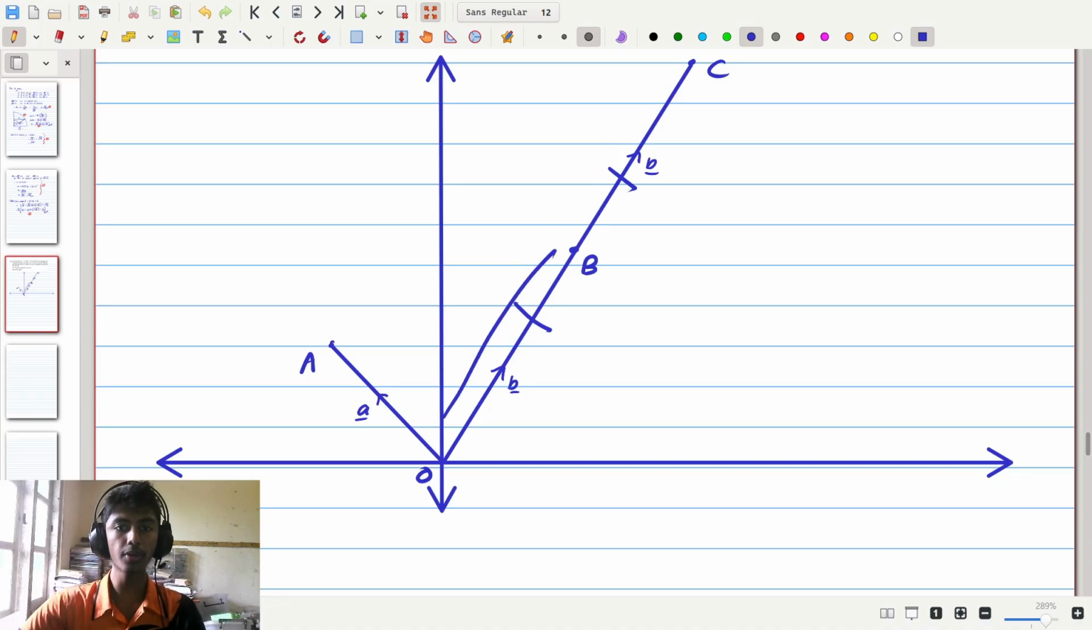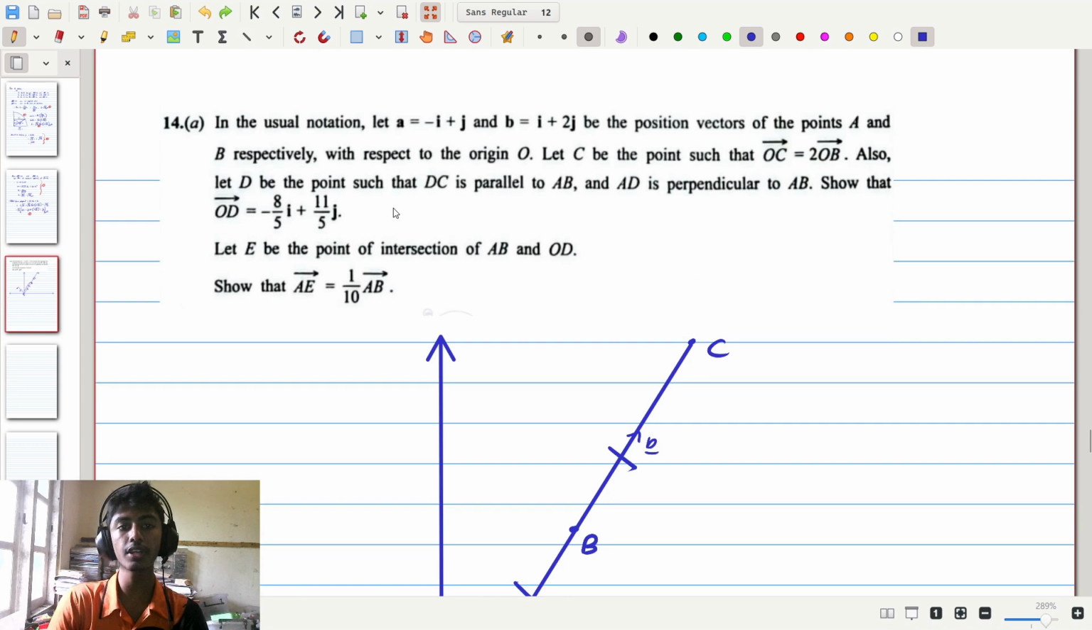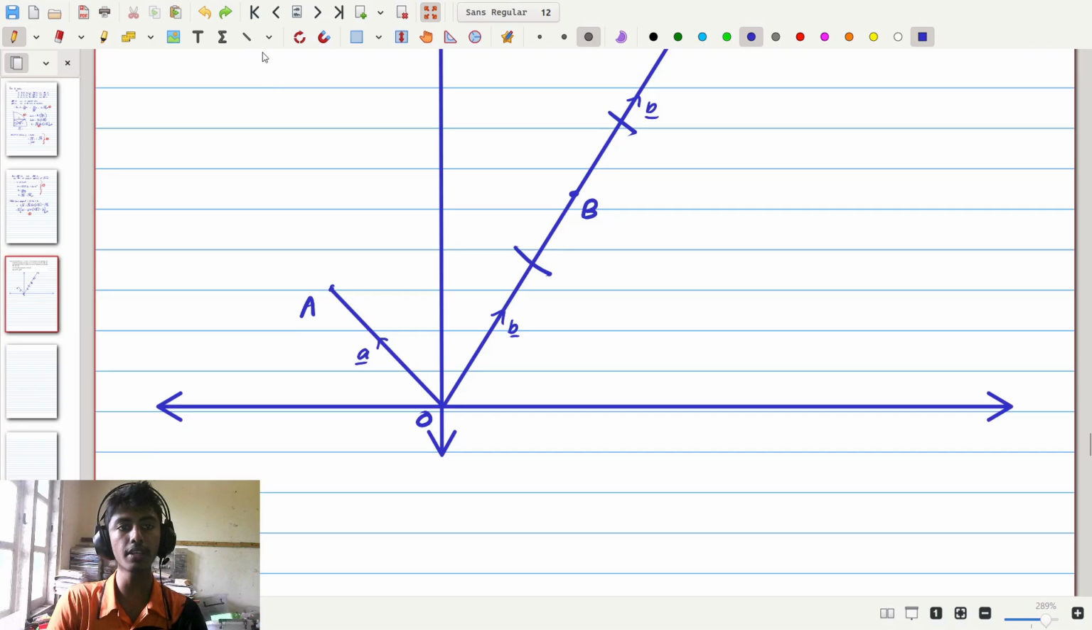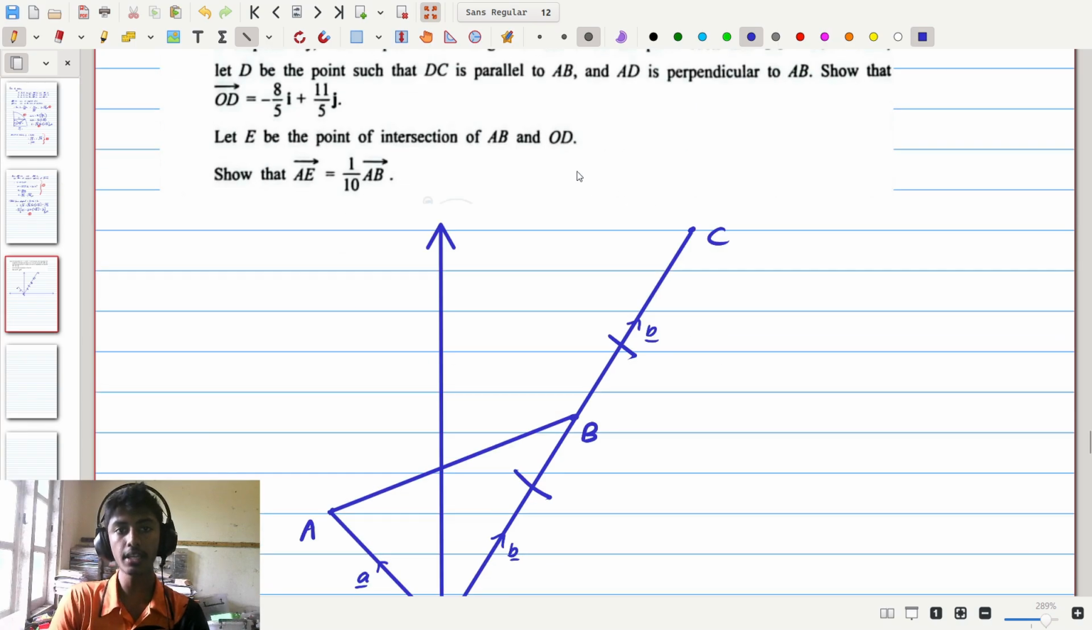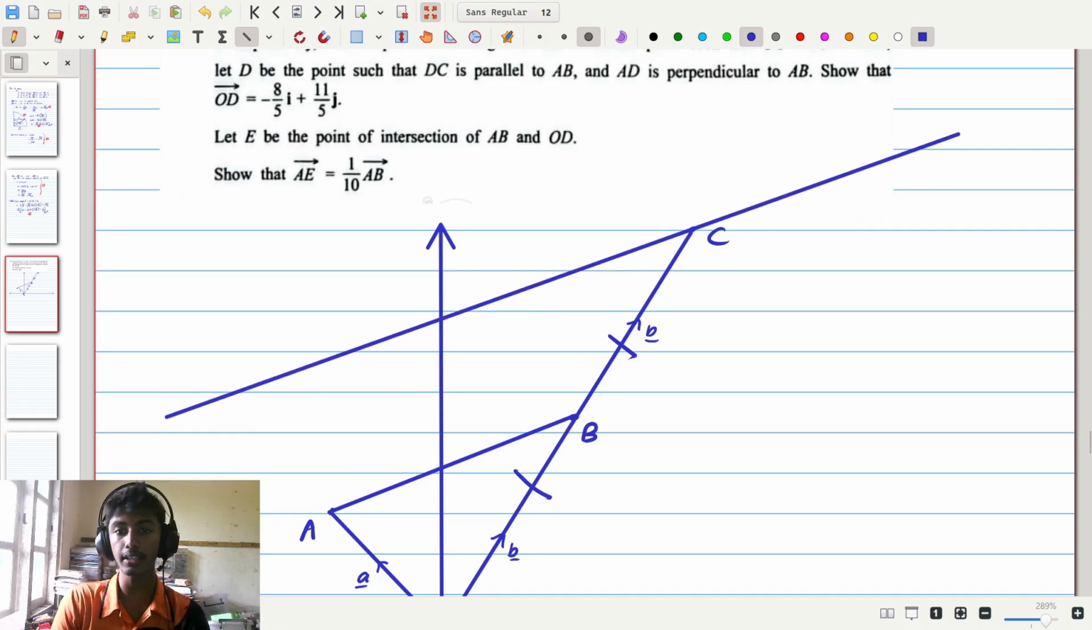Now, we also have a couple of extra points that we need to consider. One of the points is the point D, which is defined such that DC is parallel to AB and AD is perpendicular to AB. Now with the first condition, if we consider the line AB, AB is this line right here. So if the line DC is parallel to line AB, it means that if you draw the line DC, which is parallel to AB, which is going to be a line like this, then the point D is going to be somewhere on this line.